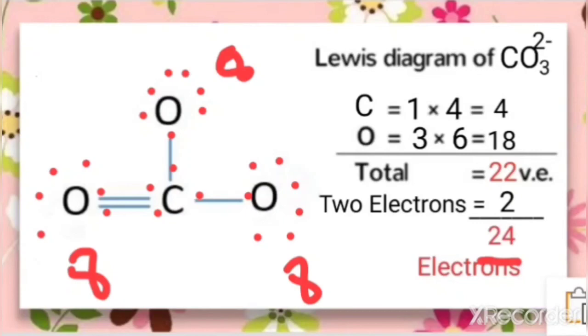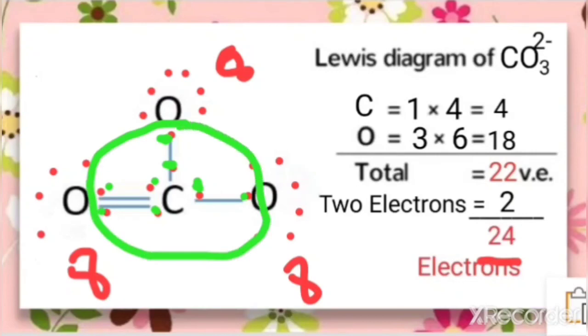Central atom carbon has how many electrons? I told you the bonded electrons, that is the shared pair of electrons, you have to take for both carbon and oxygen. So 2 electrons here, 3, 4, 5, 6, 7, 8. So total 8 electrons surrounding the carbon. You can see there are 8 electrons. So we can say that the carbon is also satisfied.